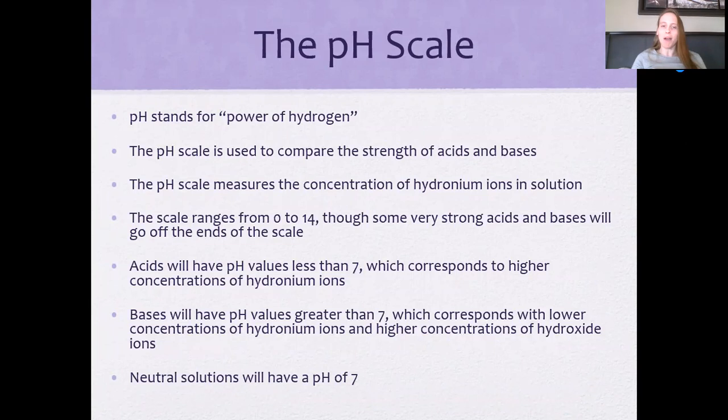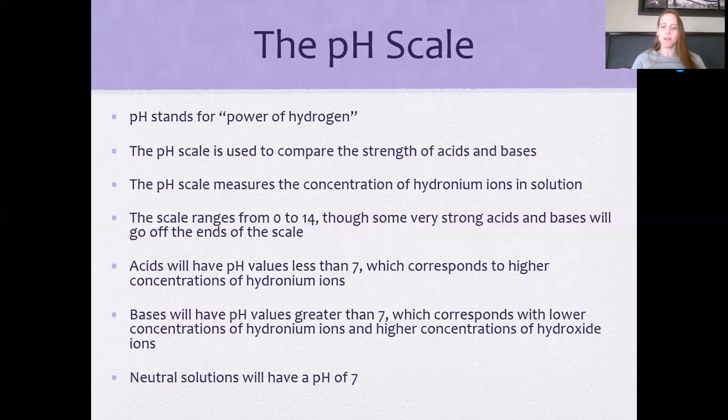pH stands for the power of hydrogen, and this is how we compare acids and bases. Essentially, pH is just a way of measuring the concentration of hydronium ions in solution, which are those H3O plus ions. The pH scale ranges from 0 all the way up to 14, though some very strong acids and bases will actually go off the ends of that scale, so it is okay if that happens. Acids will have pHs less than 7. The lower the number on a pH scale, the higher the concentration of hydronium ions.